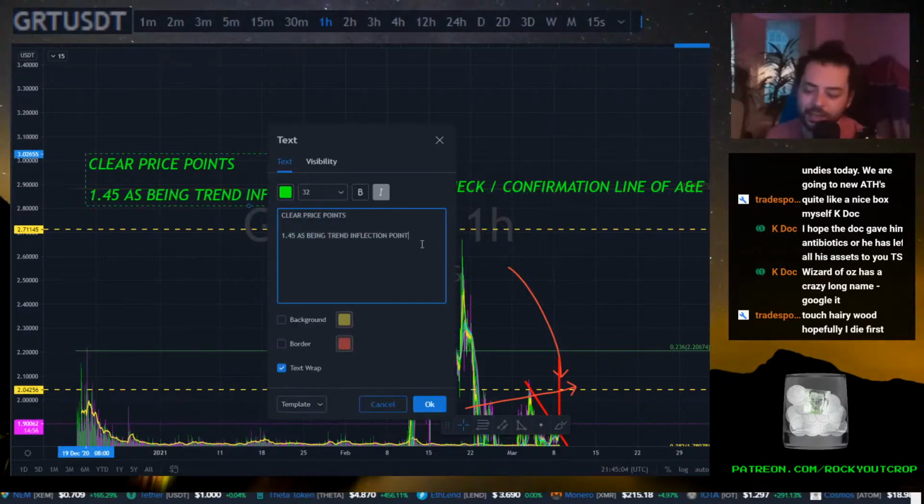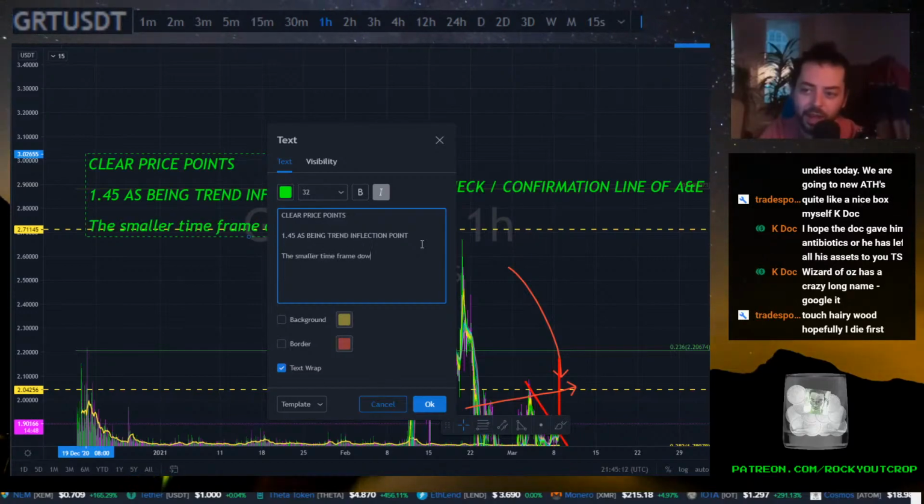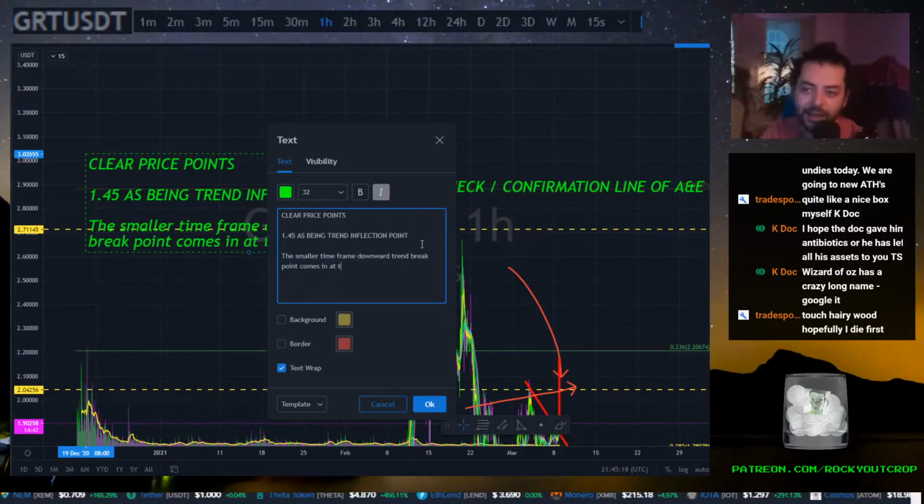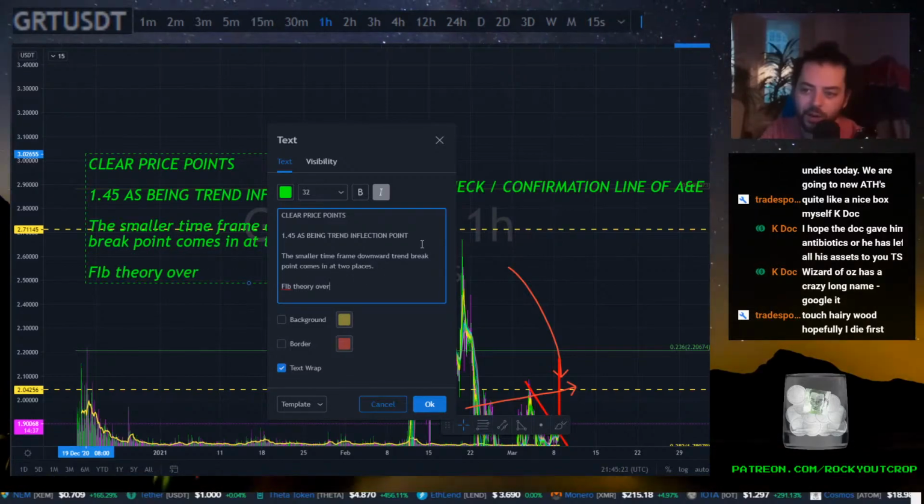So what we really need to see, if we want the smaller time frame downward trend to break, is a break point that comes in at 2 places. One, Fib theory. I'll type this in simpler. The Fib theory would be in at 220. So that would be very good.